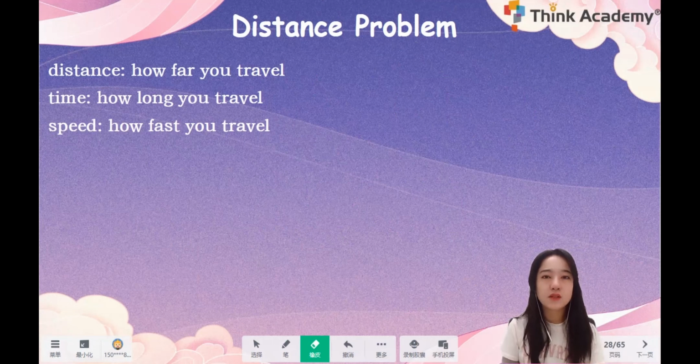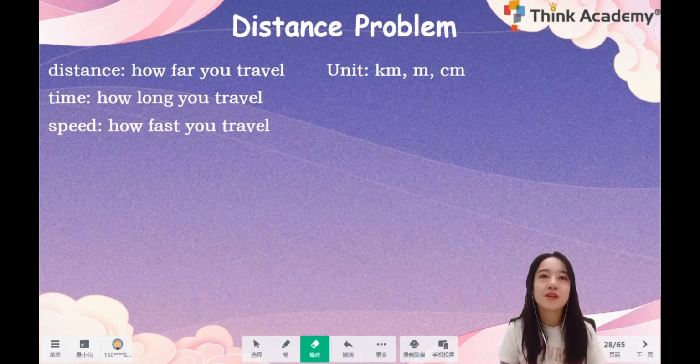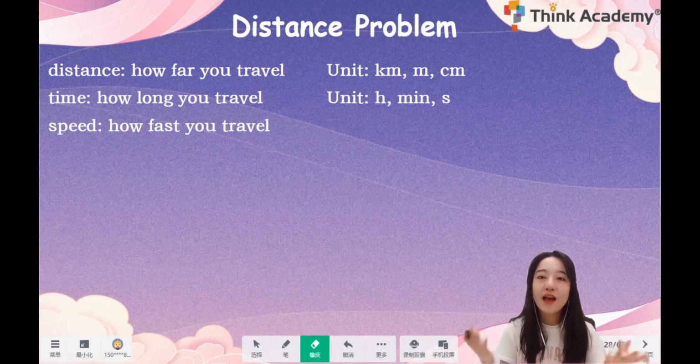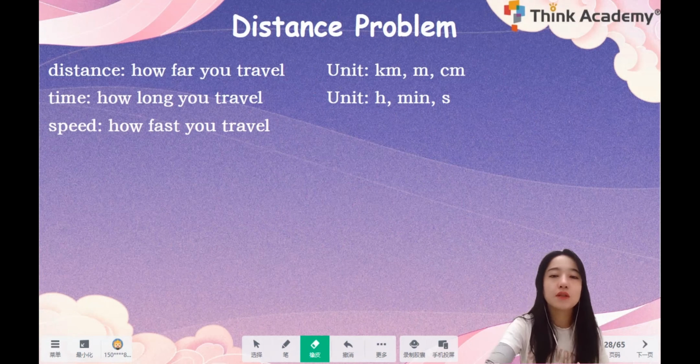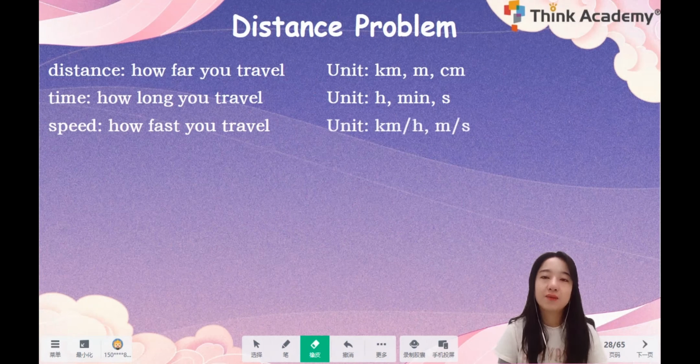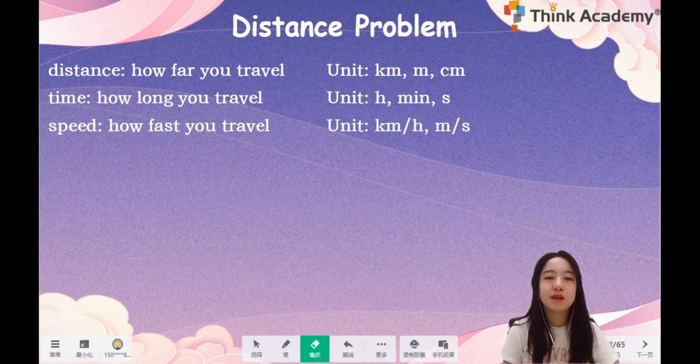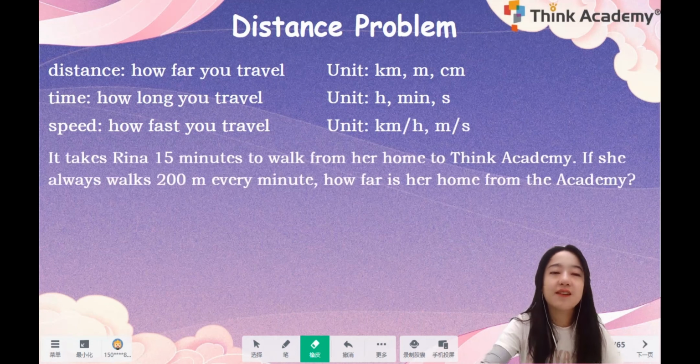And for distance, we usually use km, kilometer, m, meter, cm, centimeter as its unit to describe how far we travel. And for the time, we usually use hour, h, minute, min, and s, second, to describe how long it takes. And for the speed, we usually use km per hour or meter per second to describe how fast we travel. Now, let's see an example.